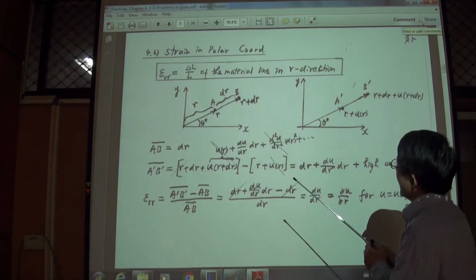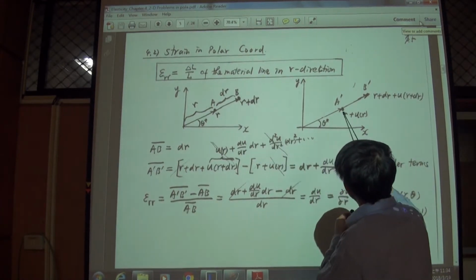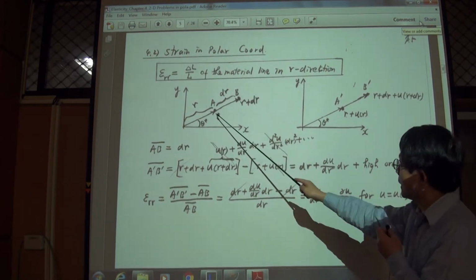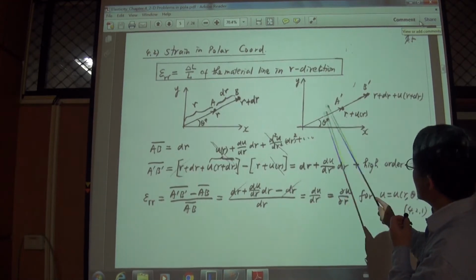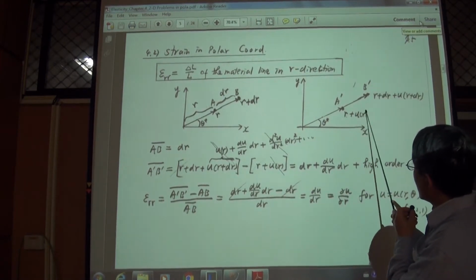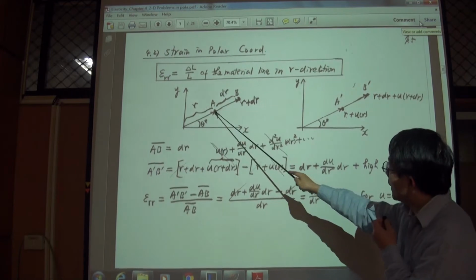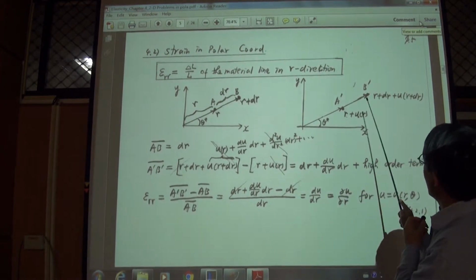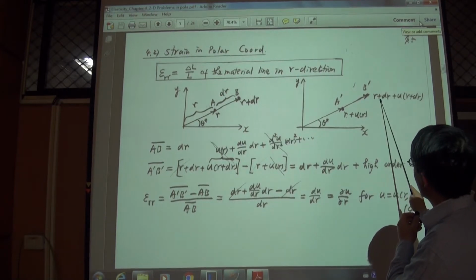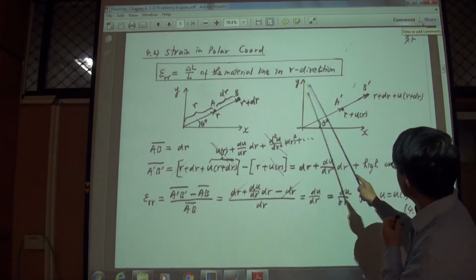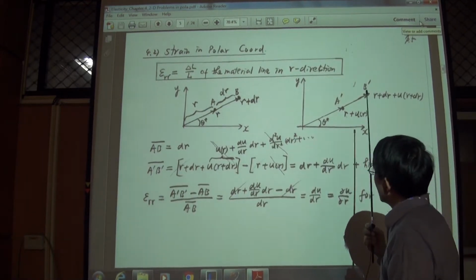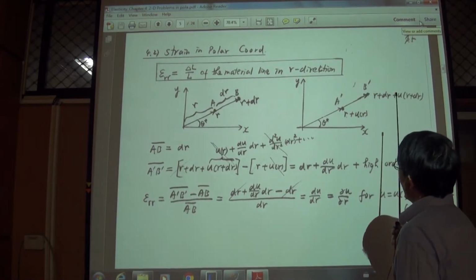So we have AB changed into A prime B prime. Now the coordinate of A changes from r to r plus u_r because we have a displacement, from A to A prime. And how about B prime? B prime has the original coordinate r plus dr, plus the displacement. Okay, we get the new coordinate of B prime.